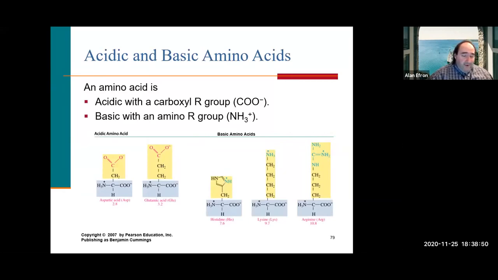The carboxylic acid group is going to be acidic. And over here, again, our nitrogen-containing group with a positive charge is going to be something like ammonia, NH3, which is a base. Any questions on that there?